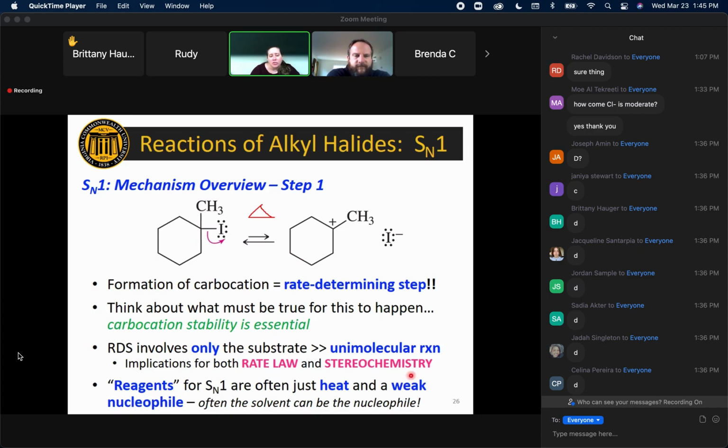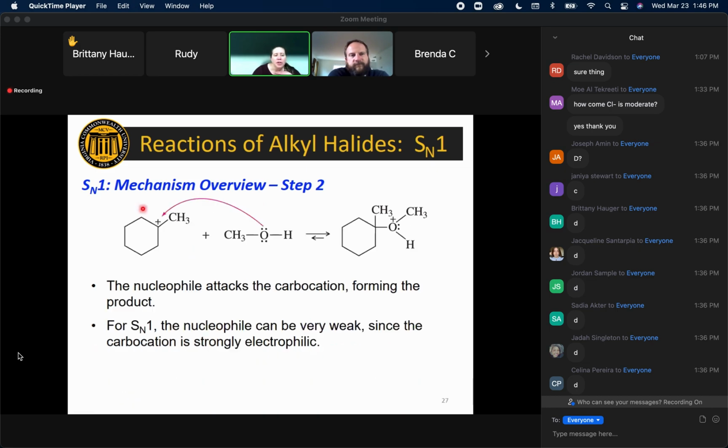You can have a strong nucleophile in this case also, but you don't need a strong nucleophile because this carbocation is so reactive and so strongly electrophilic. You can use any weak nucleophile, and that means that sometimes you can even use a solvent to be the nucleophile. And so we'll see that example on the next page in step 2.